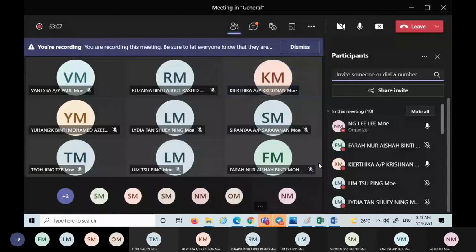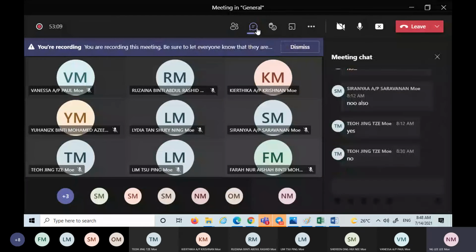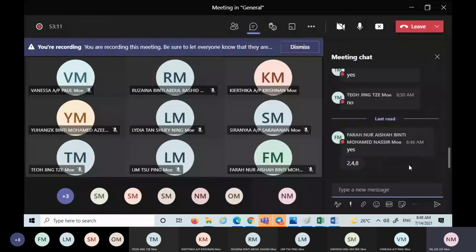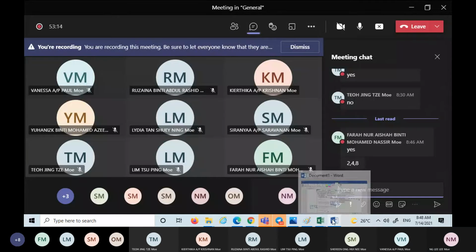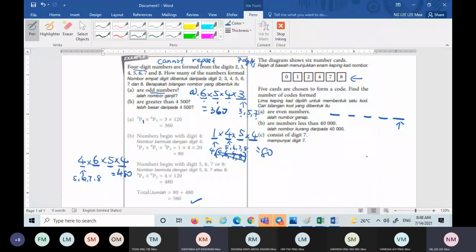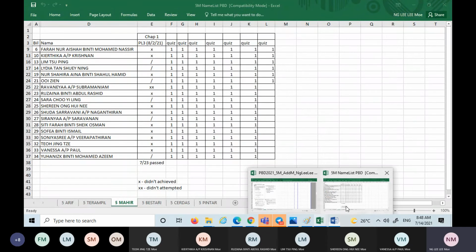Yes. Okay, she says 2, 4, 8. Oh yeah, 8 also. 2, 4, 8. Okay, but she missed out one number. She missed out 0. Yes, she missed out 0. Because when here is 0, this number is still even.